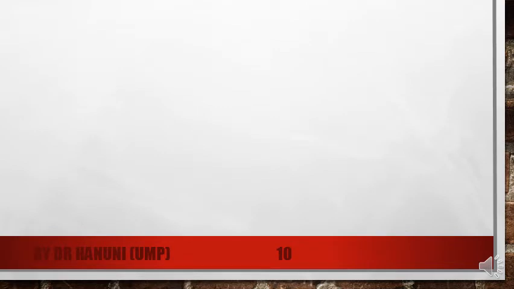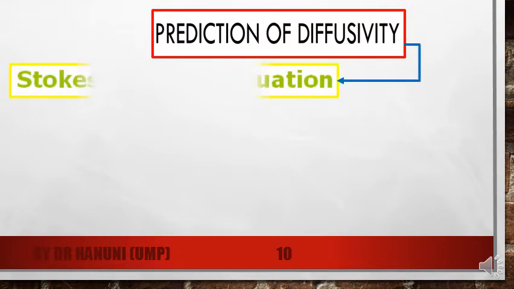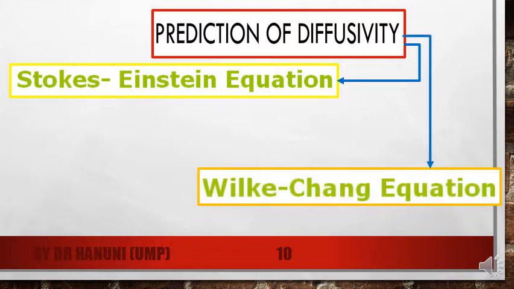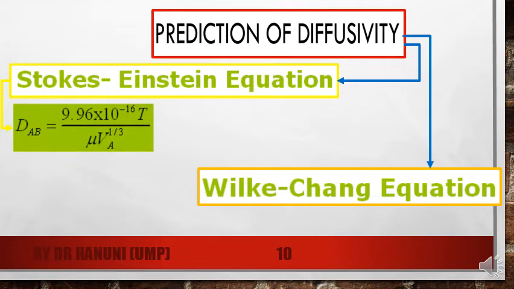Now we come to the part of prediction for the diffusion coefficient, the DAB, for liquid diffusion. So basically, there are two methods that can be used for the prediction of diffusivity in liquid. The first one is the Stokes-Einstein equation, and the second one is the Wilke-Chang equation. Here is the formula for the Stokes-Einstein equation.